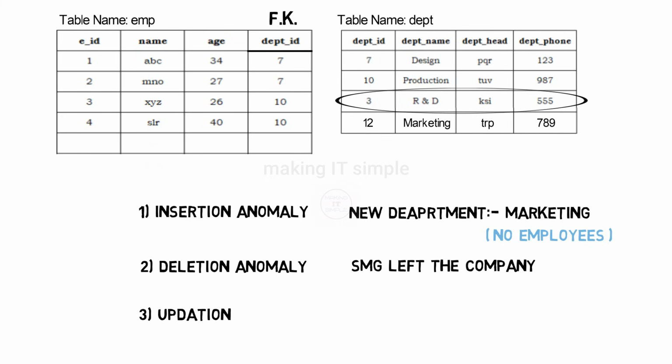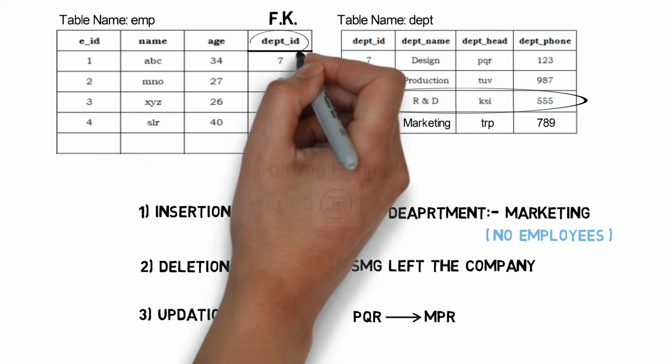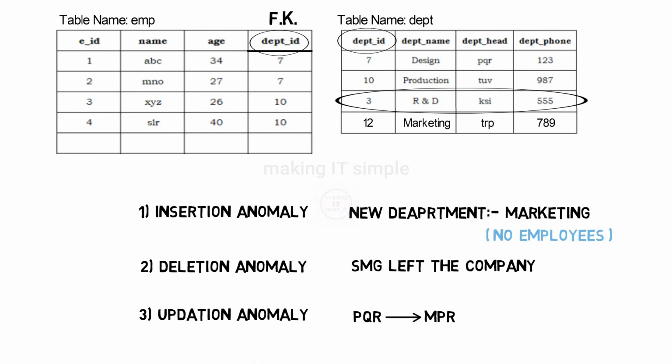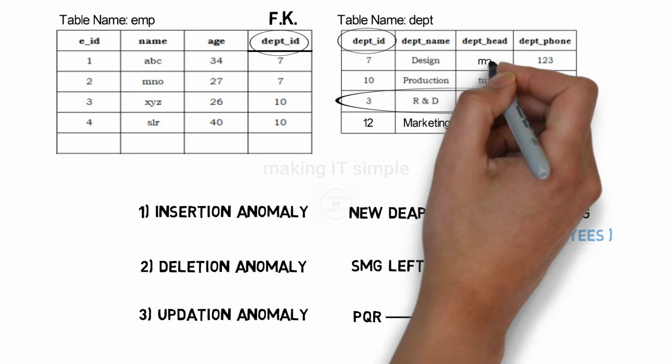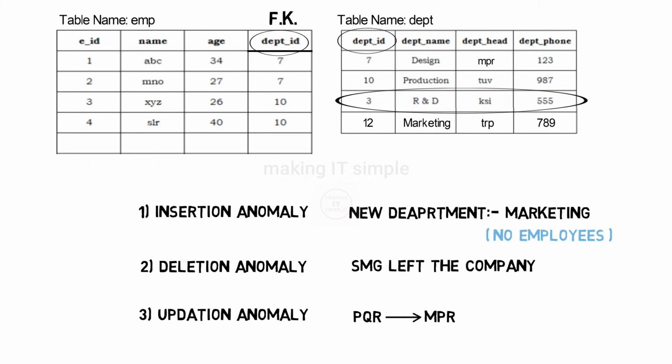And last we faced updation anomaly. Now if the department head of some department gets updated, as both tables are linked using department ID, we just need to update a single row in department table. And this will do the job. This is one example of how normalization can be used to remove the anomalies from database.